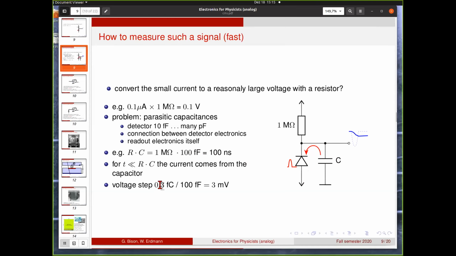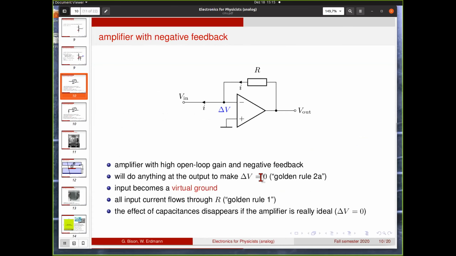So in this case, from the 0.3 femtocoulomb on a 100 femtofarad capacitance, you only would get something like 3 millivolts of signal. And that's not enough typically. So you need to do something else. And obviously you will need an amplifier, and in principle you can do something like this.